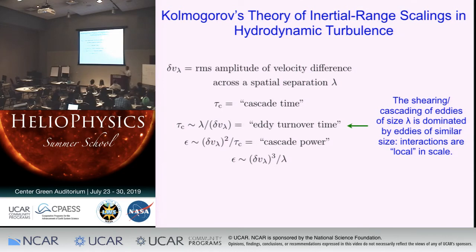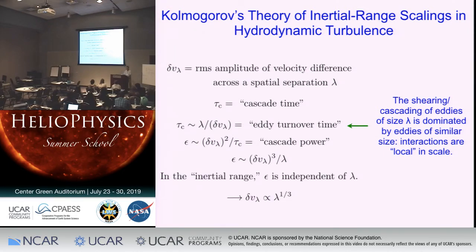The power is the rate at which eddies of size lambda are giving their energy up to the eddies of, say, size lambda over 2. That rate is energy, I'm just going to use energy per unit mass here, energy delta V lambda squared, over the time it takes to give up that energy. Plug in the value for tau c, and you get that the cascade power is delta V lambda cubed over lambda.